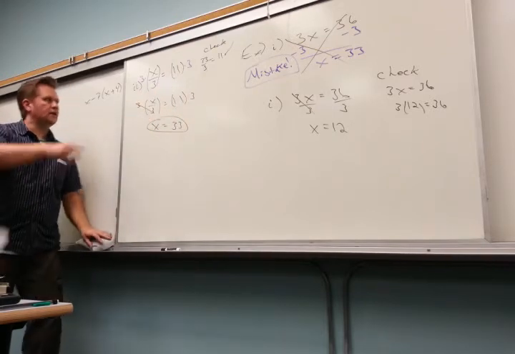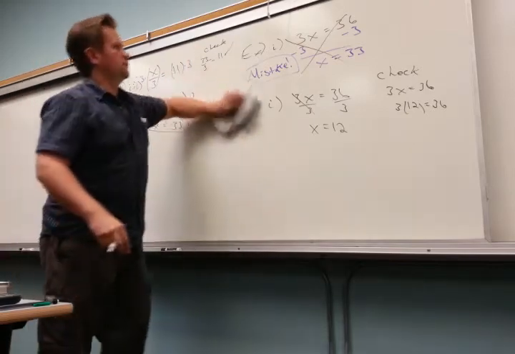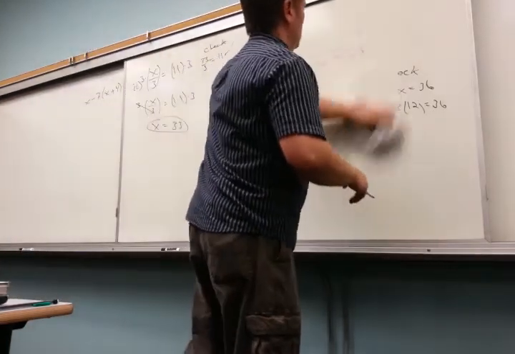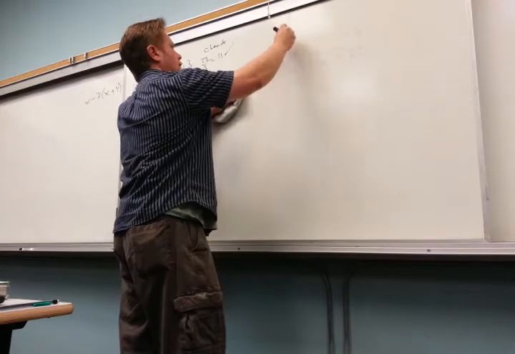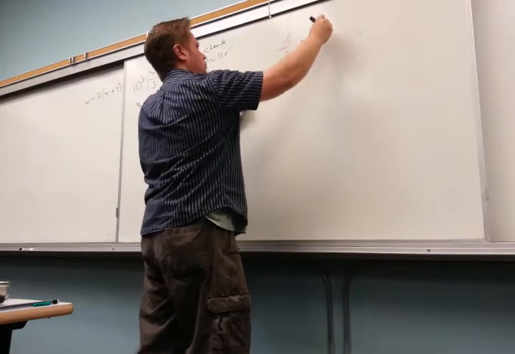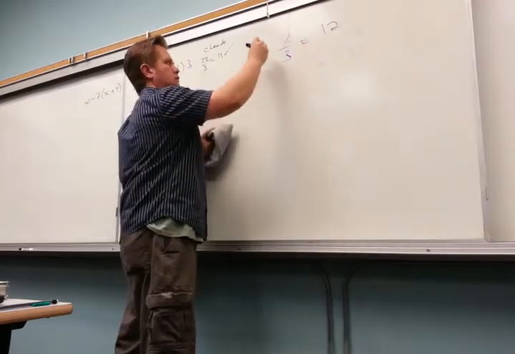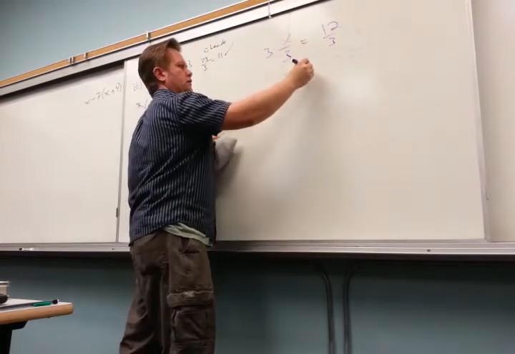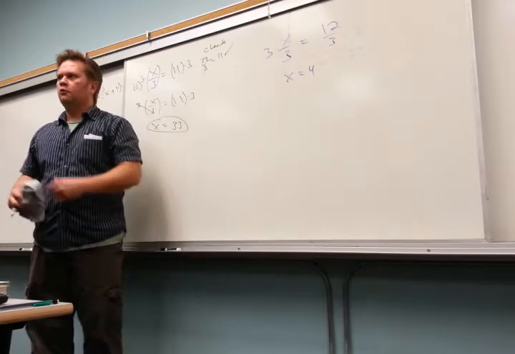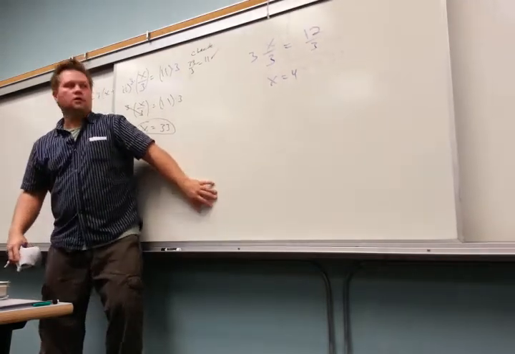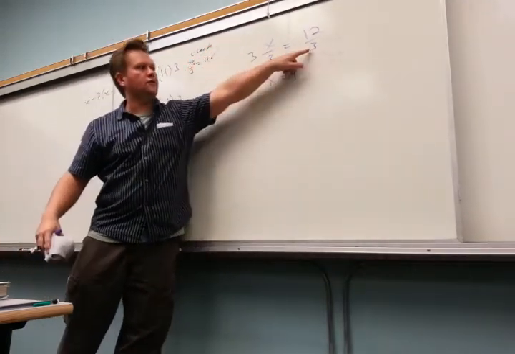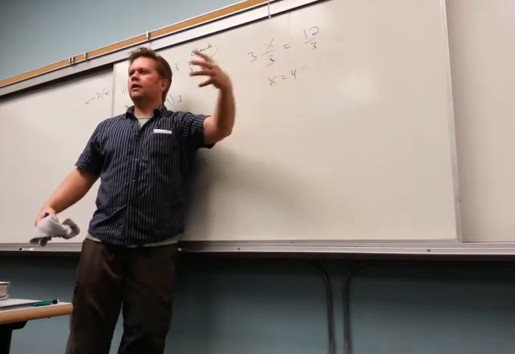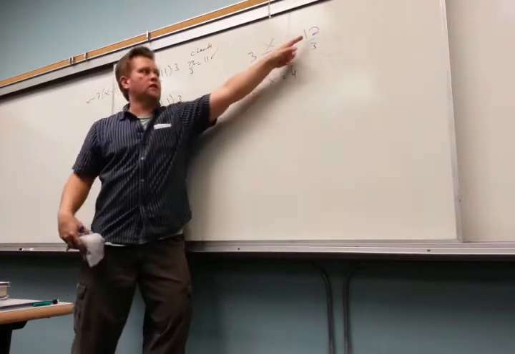The most common mistake I see on this kind of problem is I have something like this. I'll have x over 3 equals 12, and somebody does this, and they get x is 4. What was the mistake there? This side they multiply by 3, this side they divide by 3. I see that often, especially when that number is divisible by 3.